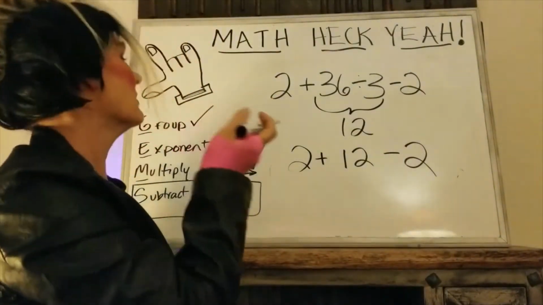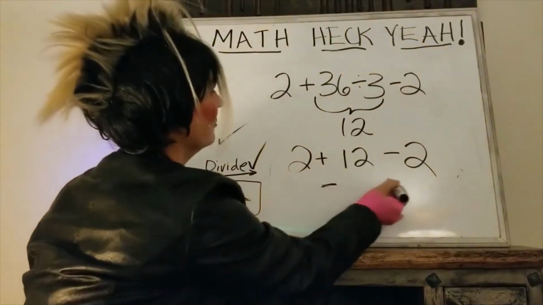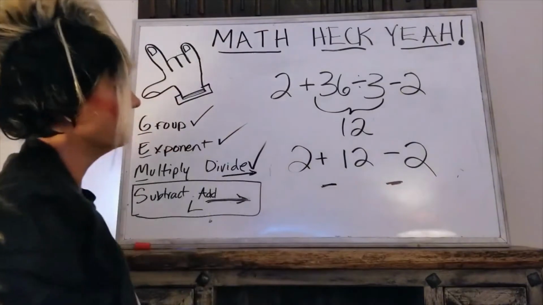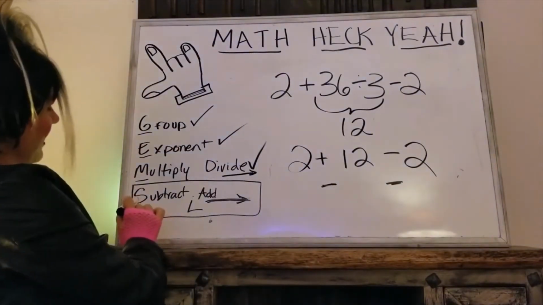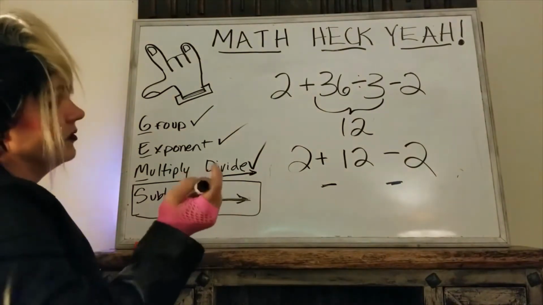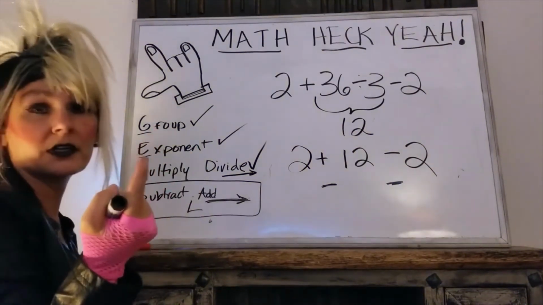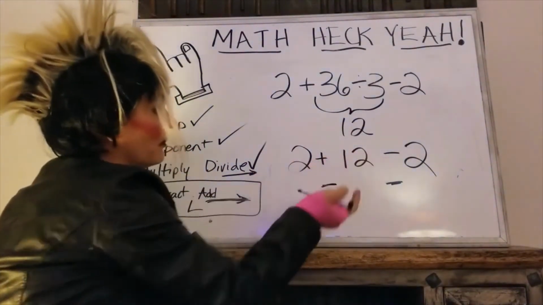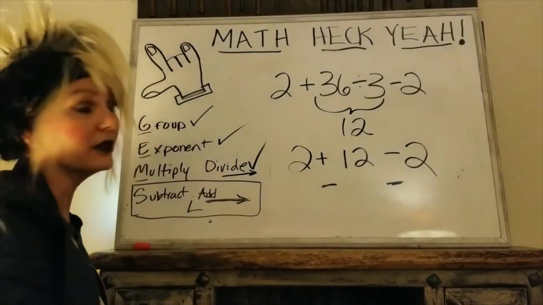Okay? And we have 2 signs left. We have a plus and a minus sign. So our last thing we do is subtract and add. But if we have more than one expression, like one or more of these symbols, we have to start at the left, you guys.